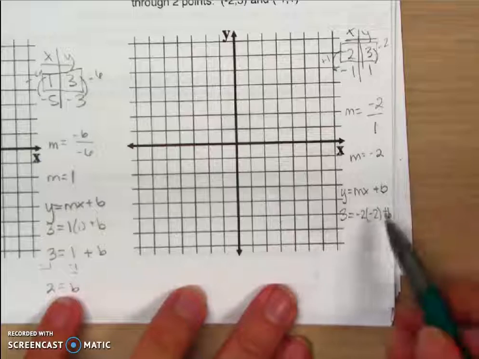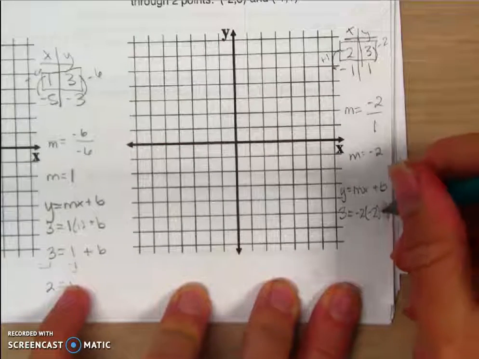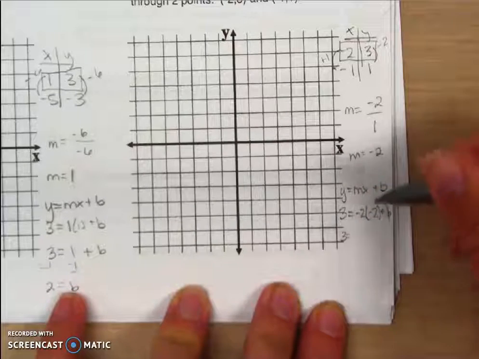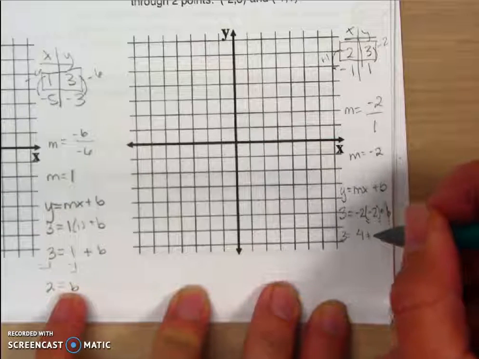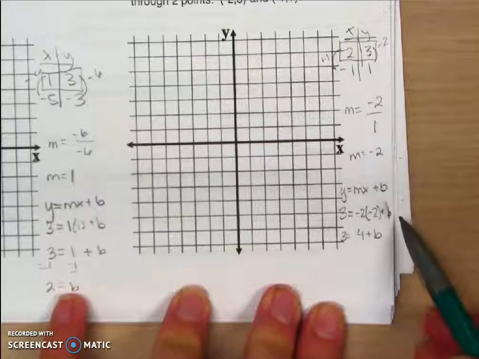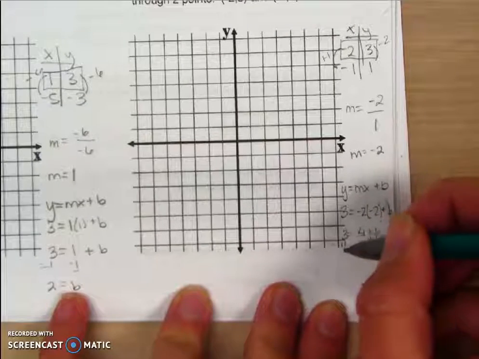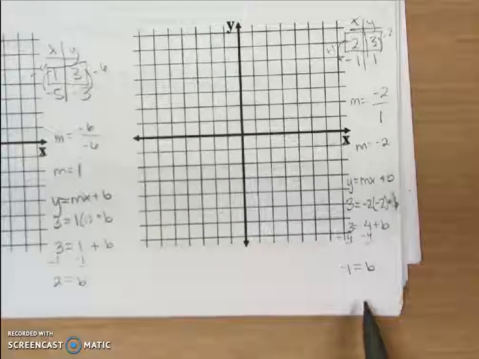Hopefully you can see that. That says plus b right there. Sorry if it's too scrunched together. All right, so now we work out that multiplication right here. Negative 2 times negative 2 is 4. So that tells me 4 plus something. 4 plus the b gives me 3. If I subtract 4 from both sides, I get back to negative 1. So that tells me the b is negative 1.